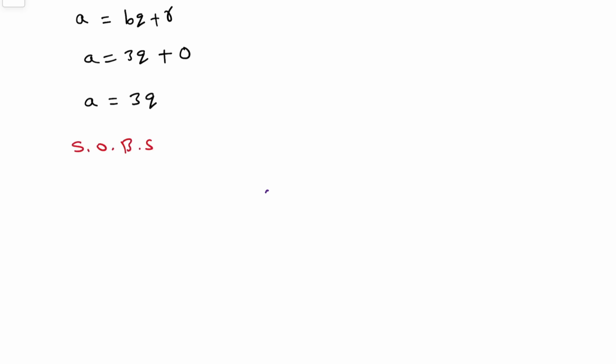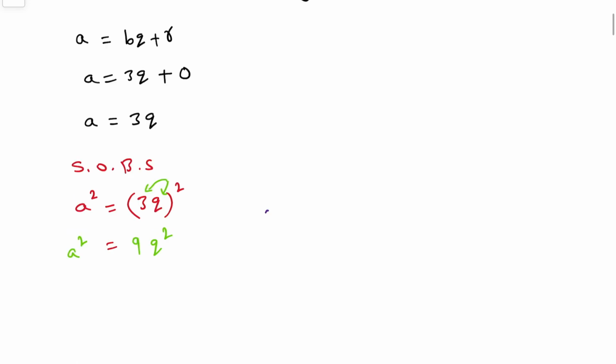Squaring on both the sides, so that will be A square equals to 3Q whole square. 3Q whole square means this square is applicable to the number as well as to the alphabet. So 3 square is 9, Q square as it is. So A square equals to 9Q square.